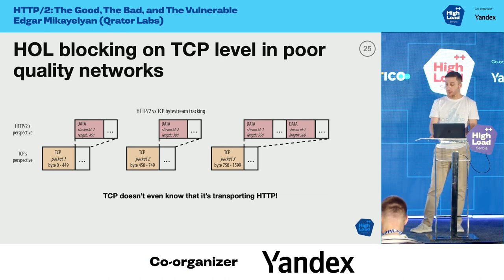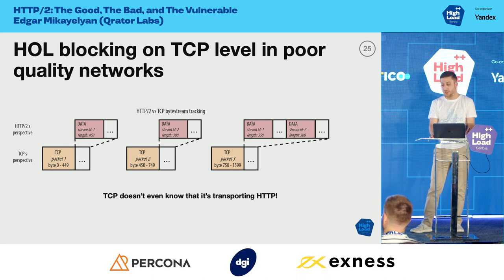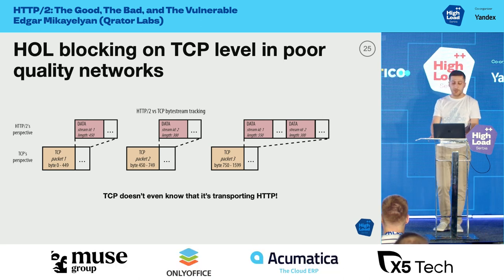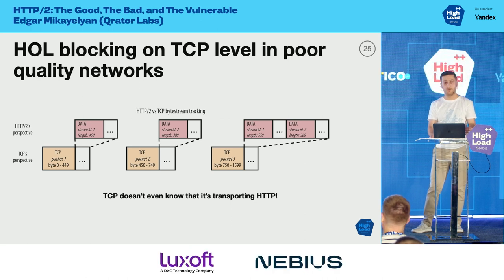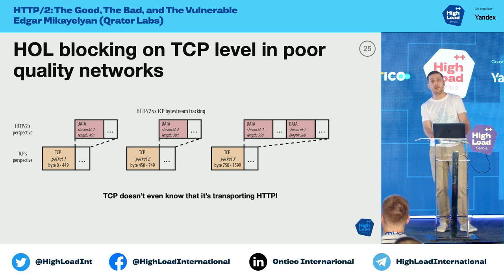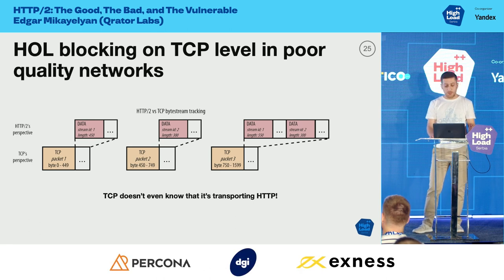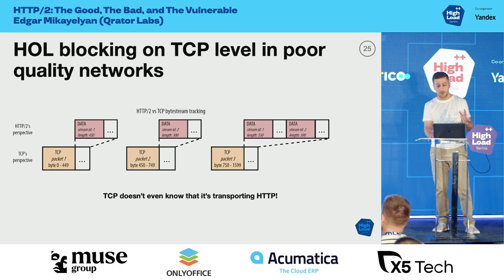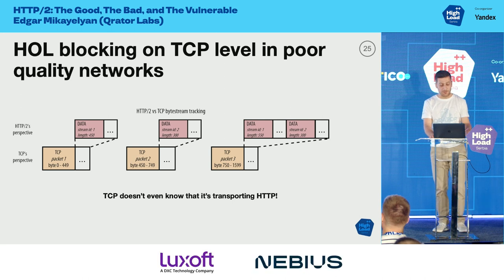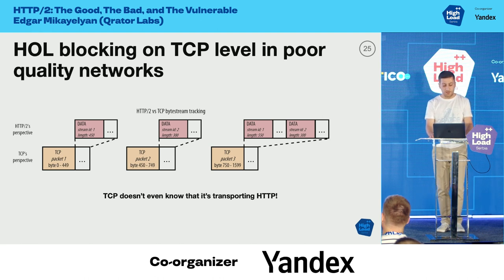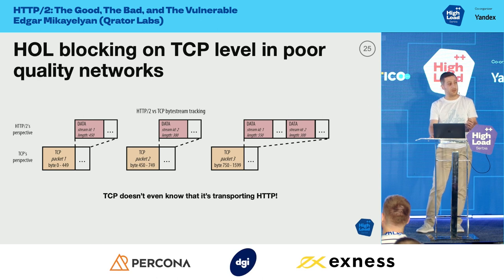Let's see an example of what happens if, for example, the first TCP packet is lost, but the second and third are received. TCP will hold back the second and third packets, waiting for the first to be retransmitted. It always tries to retransmit the first packet. However, we can see that from HTTP2's perspective, the data from the second stream is present completely, and HTTP can use it. But without the first packet retransmit, TCP can't send it to the browser, and the browser can't pass it to the upper levels to parse it. The browser is stuck waiting for the first packet retransmit.